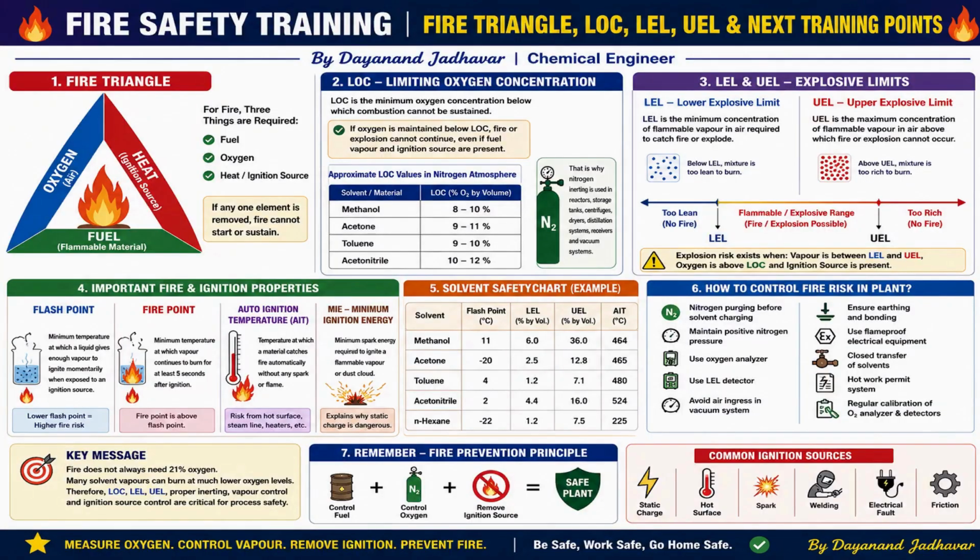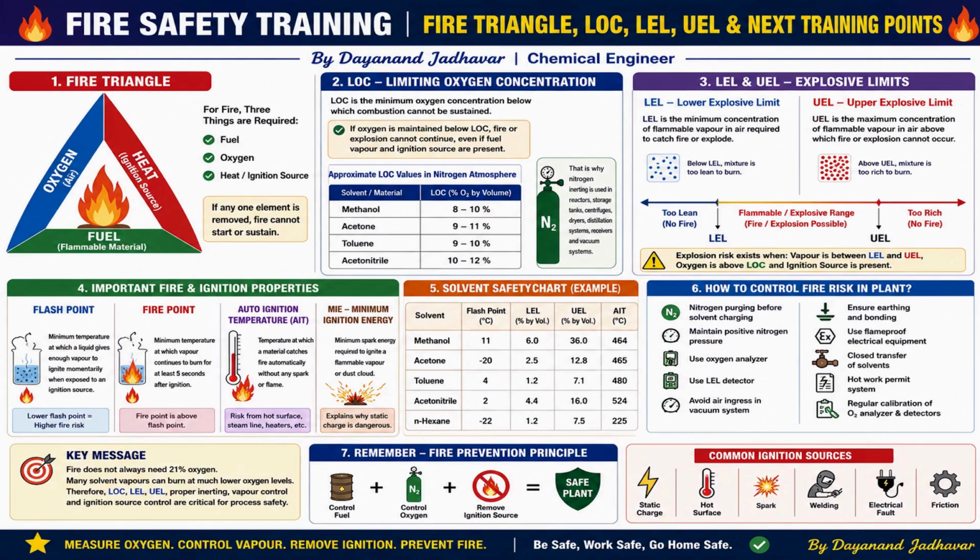For example, methanol has approximately 6% LEL and 36% UEL. So between 6% and 36%, methanol vapor can form a flammable range if oxygen and ignition are available.